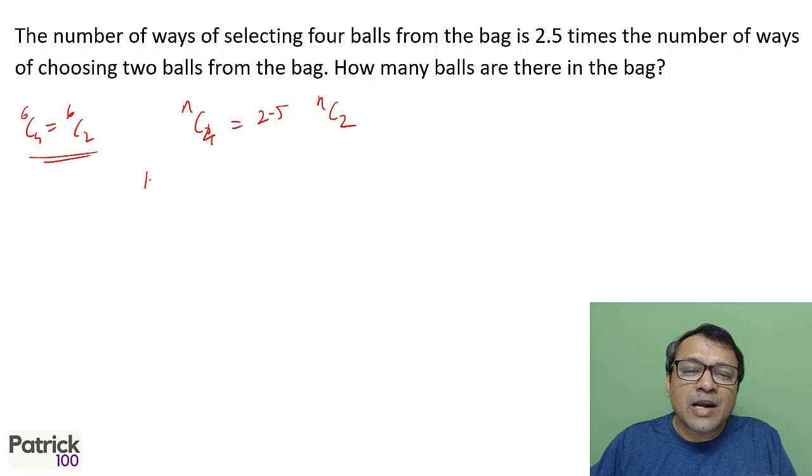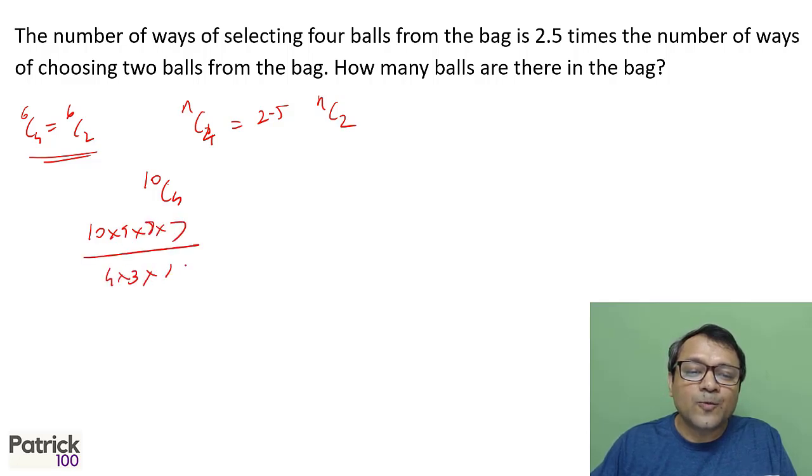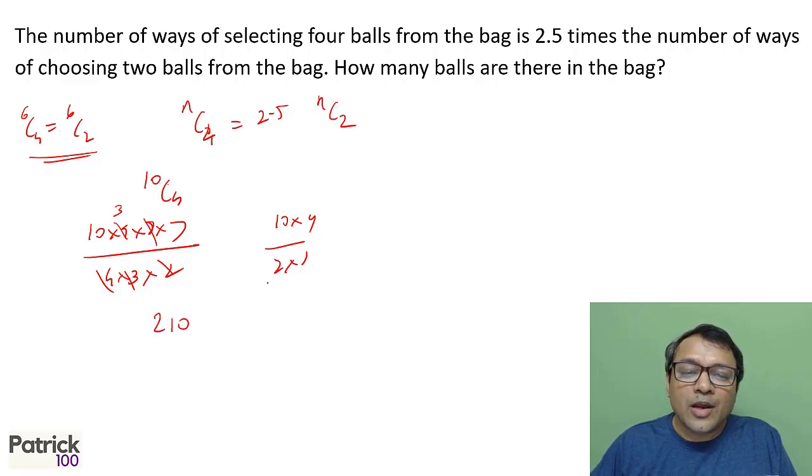Let's take some random number, 10. Okay, 10C4. What is 10C4? 10 into 9 into 8 into 7 upon 4 into 3 into 2 into 1, and 10C2 is 10 into 9 upon 2 into 1. So the 4 and 2 make 8 and get cancelled, and 3 gets cancelled. So you get 210 out here, and here you get 45.